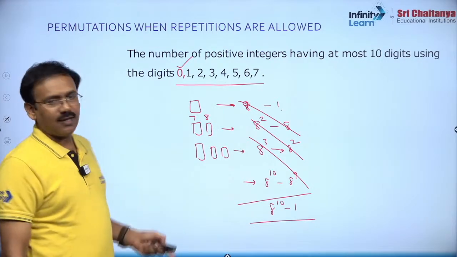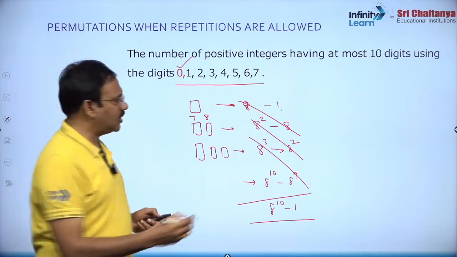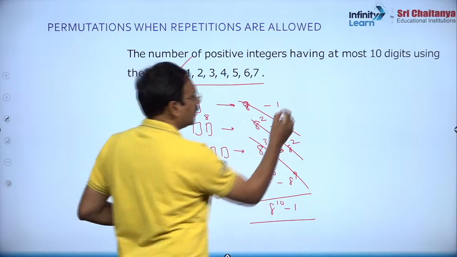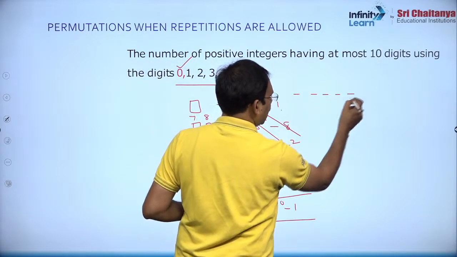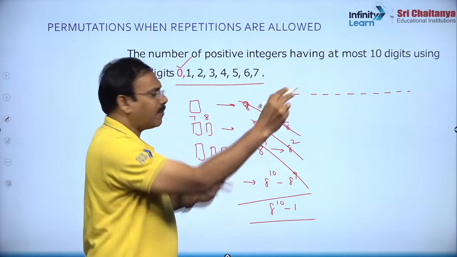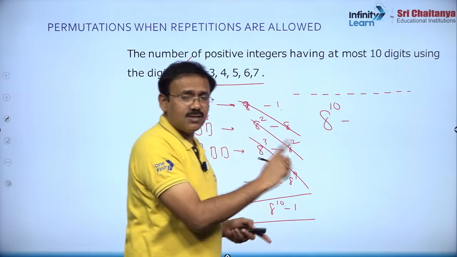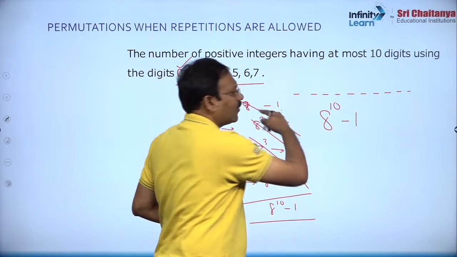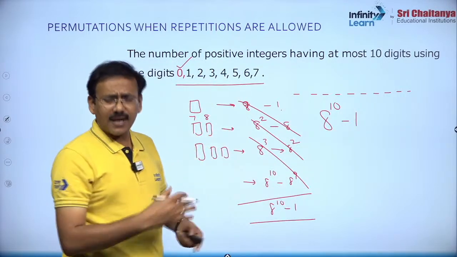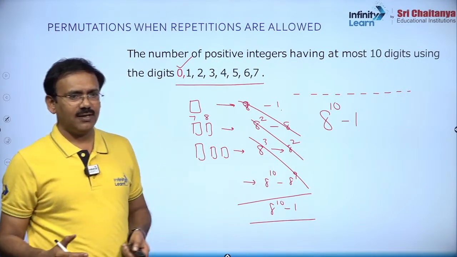So, 8 power 10, that means you take 10 places, a simple technique is, you want a 10 digit number, like that you can put 5, 6, 7, 8, 9, 10. You write all the possibilities, you will get 8 power 10. Of these, remove the one number where all are filled with 0. The rest of you will be getting single digit, double digit, 3 digits, everything you will get.